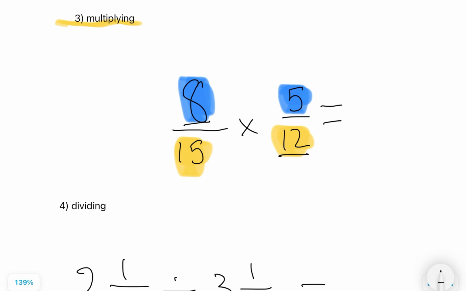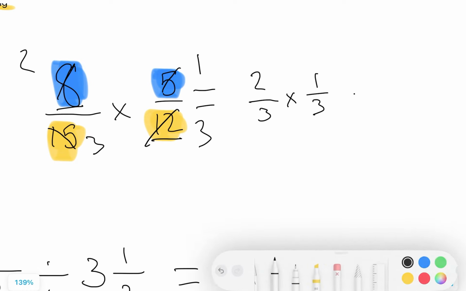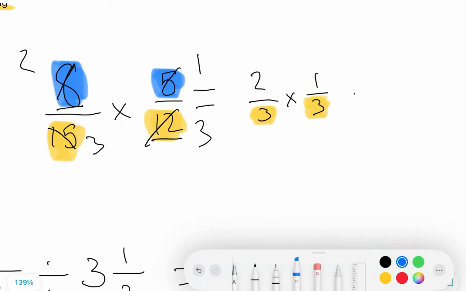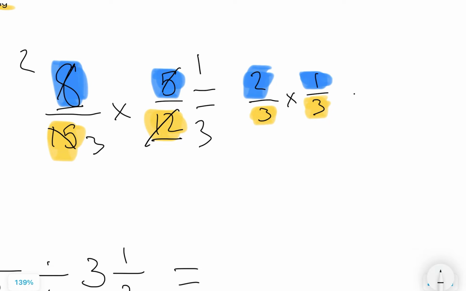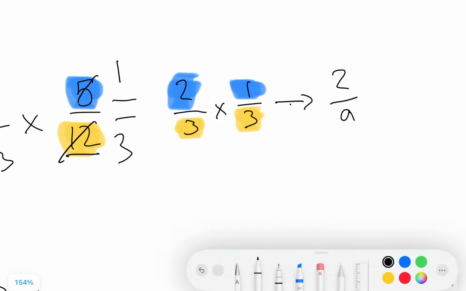8 and 12 are both divisible by 4. So that leaves us with 2 and 3. And 15 and 5 are both divisible by 5. So that leaves us with 3 and 1. And this gets us 2 over 3 times 1 over 3. And like I said, you have to multiply the bottom numbers together, and you have to multiply the top numbers together. And that gives us an answer of 2 over 9. And this is our final answer.